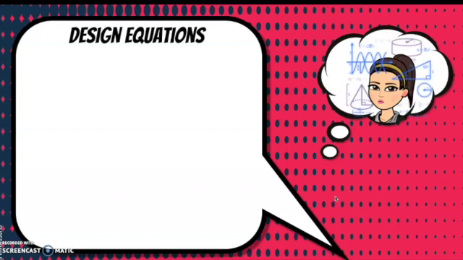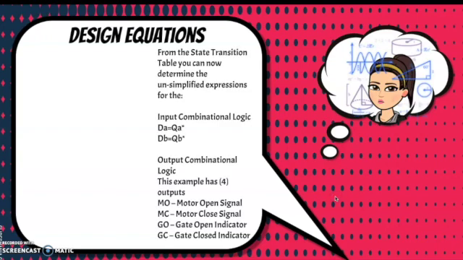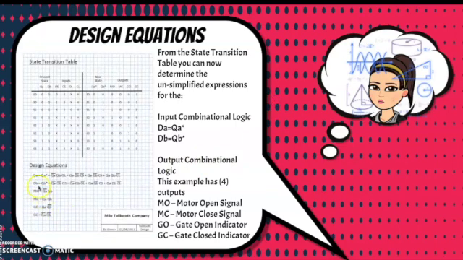So then how do we go about creating our design equations? Well, from the state transition table, you can now determine the unsimplified expressions for the input combinational logic and the output combinational logic. So in this instance, when you're looking at DA and DB, that's QA and QB. So DA is equal to QA, and that equals all of this. Remember, these are unsimplified, and that's because they're coming from over here. We have to identify the different states from the various outputs in order to get those. We also have to use our input logic to get our input sequences. So a little bit of a breakdown, but we'll break it piece by piece when we actually do this in class.